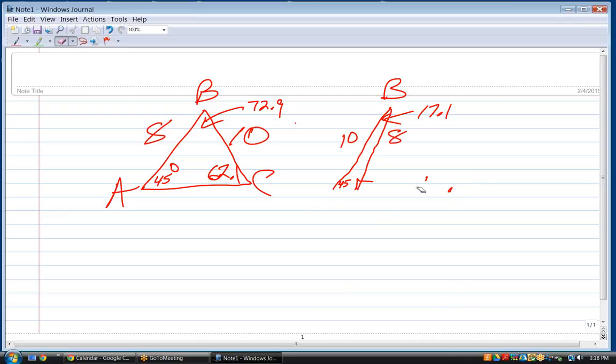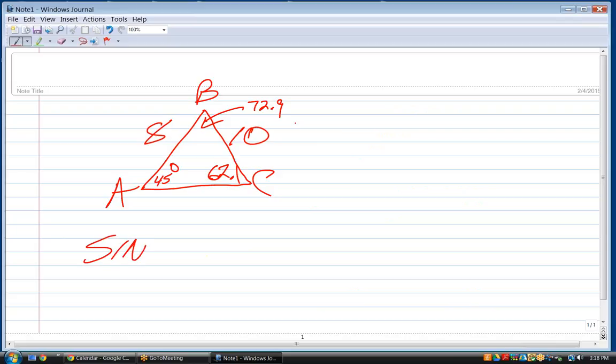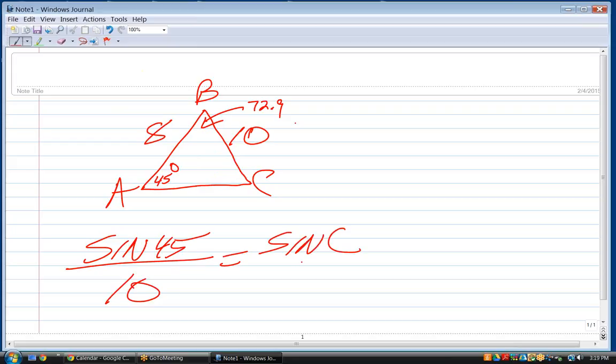Let's just verify it. Let me erase this one. Okay. So we would have the sine of 45 divided by 10 has to equal the sine of C divided by 8. So the sine of C is equal to that. Can you give me a number for that?